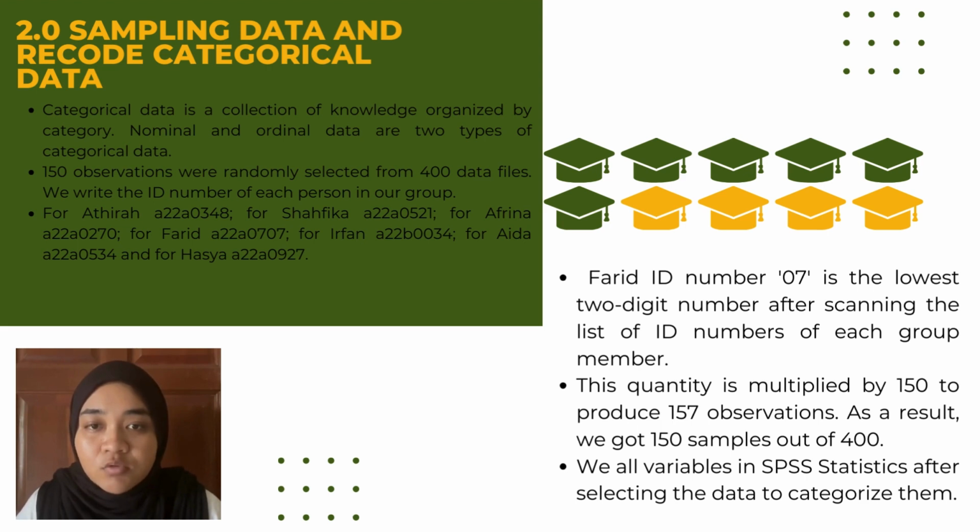This quantity is multiplied by 150 to produce 157 observations. As a result, we got 150 samples out of 400. We set the variables in SPSS statistics after selecting the data to categorize them.